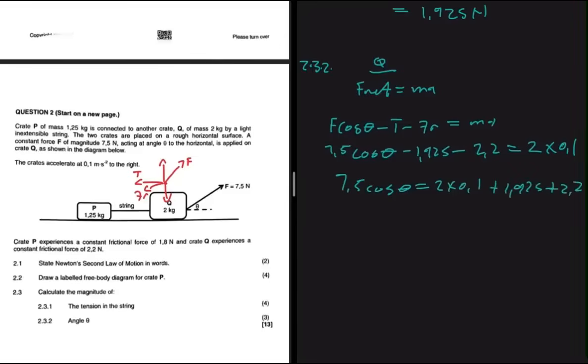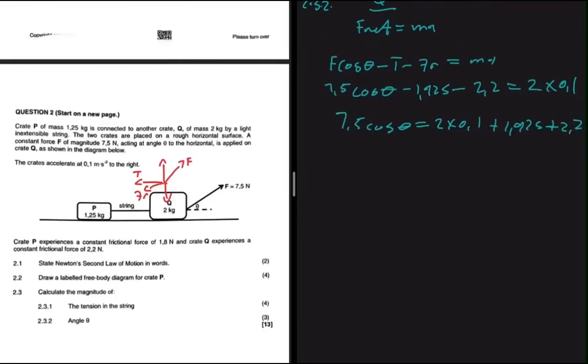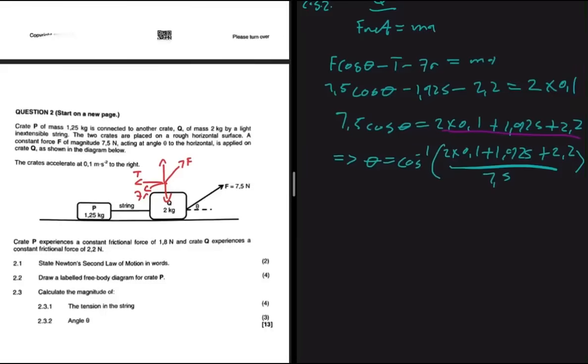We're making cos of theta the subject of the formula. So now it should be easy to see that theta will be equals to cos inverse of (2 multiplied by 0.1 plus 1.925 plus 2.2), everything divided by 7.5. Obviously this is more messy, right? It will be cleaner if you put this in your calculator first, but yeah, I'm just gonna do what I feel like doing. So theta should be equals to 51.93 degrees, right? And that's how we solve that problem there.